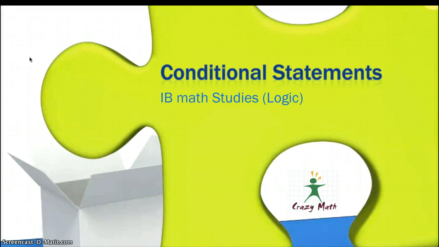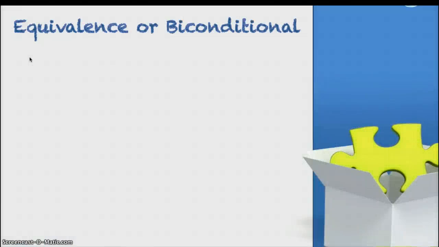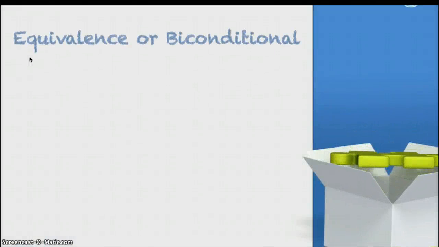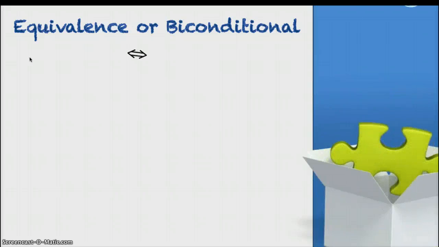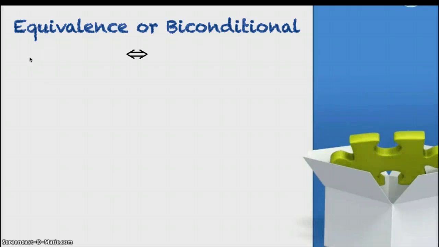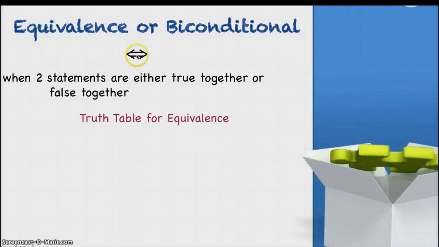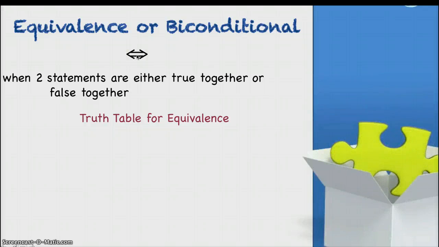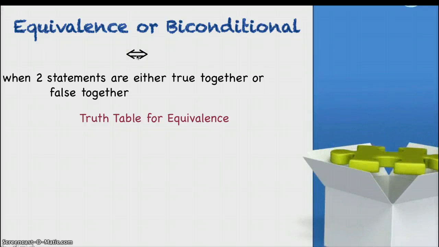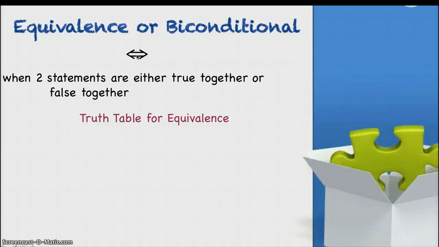Welcome to Conditional Statements. We're going to start with equivalence or biconditional. And this is represented by this symbol with two arrowheads. And this means that two statements are either true together or false together.